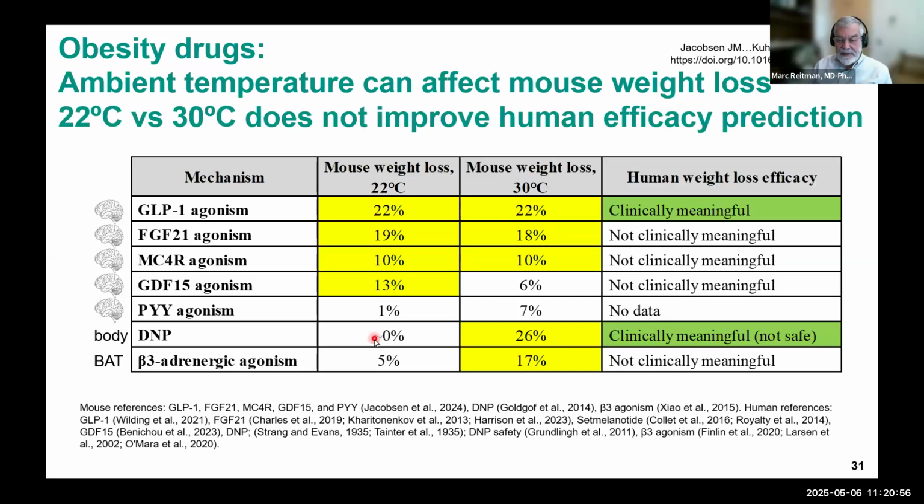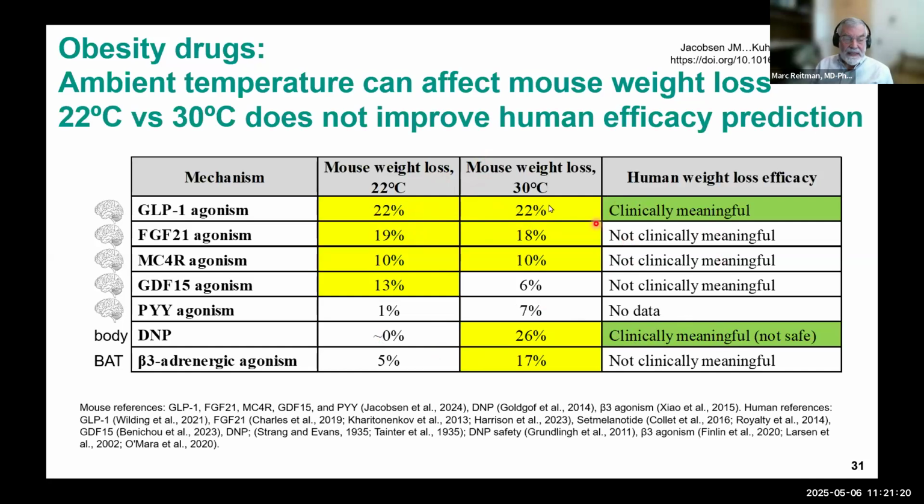But the main question is, how does this predict human efficacy? And we got really disappointed with this because you can see GLP-1, which is the really efficacious human drug, works. And DNP also works, although it's not safe. So while it gives weight loss, it's not a safe drug to take. Whereas on the other hand, drugs like FGF21 agonists cause weight loss at both temperatures, but do not produce clinically meaningful weight loss in humans.